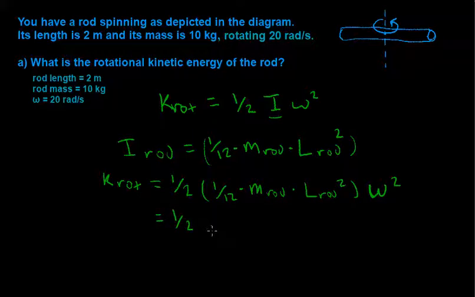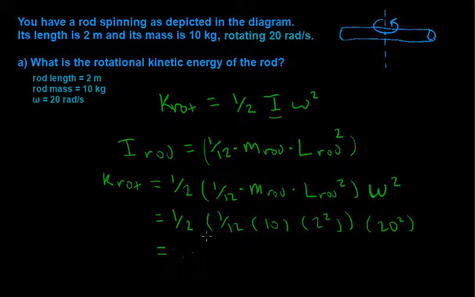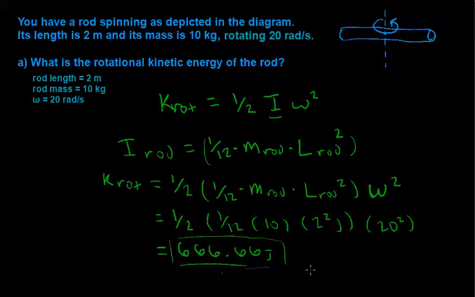So we have 1/2 times 1/12 of 10 kilograms times 2 meters squared, and then all of that times 20 squared. We can just plug these into our calculator, and all of this will come out to be 666.66 joules. What a lovely number that we have gotten, coincidentally.